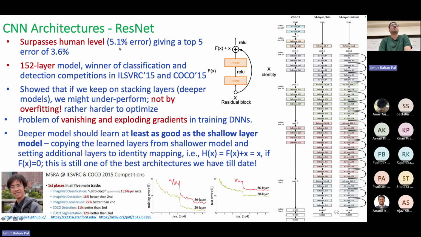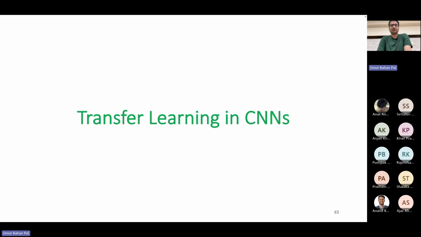Human level error occurs because of the ambiguity of images and occlusion, all those traditional things found in images. So this architecture was the first one which solved the ILSVRC challenge, giving an error rate of 3.6% top 5 error. Some versions of ResNet are still used to date, even today.